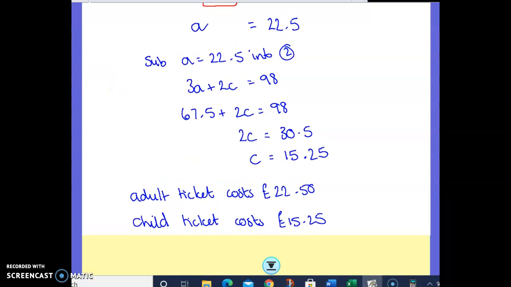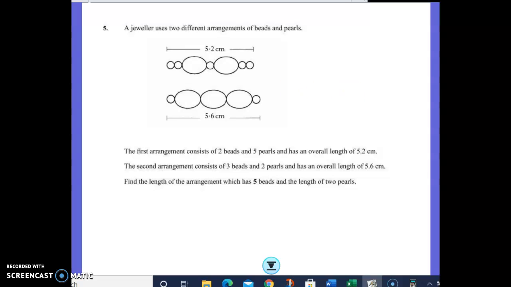Okay. One last example for you. Julia uses two different arrangements of beads and pearls. The first consists of 2 beads and 5 pearls and has a length of 5.2. The second arrangement consists of 3 beads and 2 pearls and has a length of 5.6. Find the length of an arrangement which has 5 beads and 2 pearls. Copy that down now. Sorry guys.